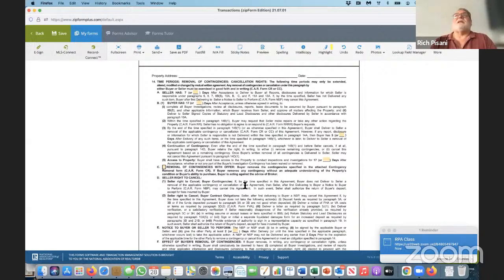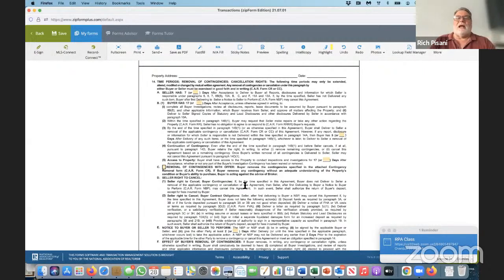If they give something after those 7 days, then the buyer has removed their contingencies about those disclosures, the buyer still has 5 days to either approve or cancel because of what they found out in that late report, let's just say. Okay, so the buyer has 17 days default to do their investigations.